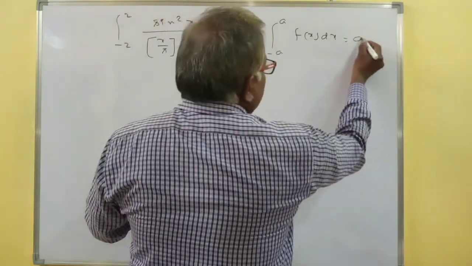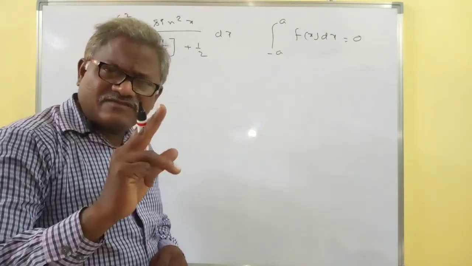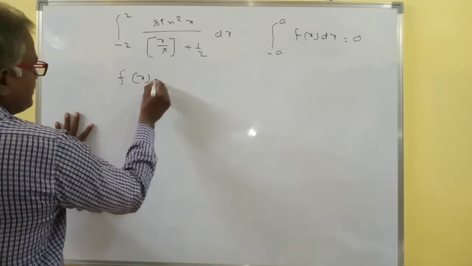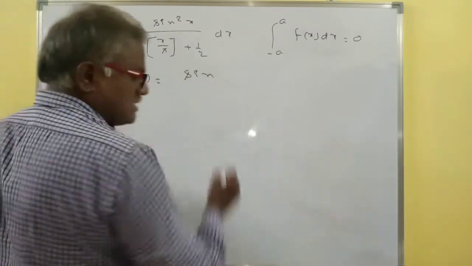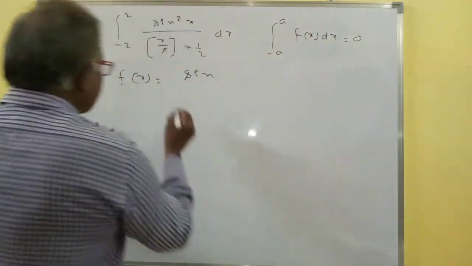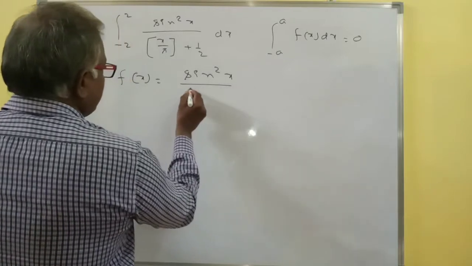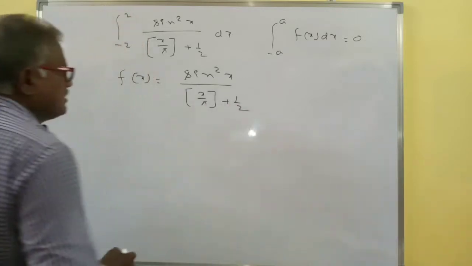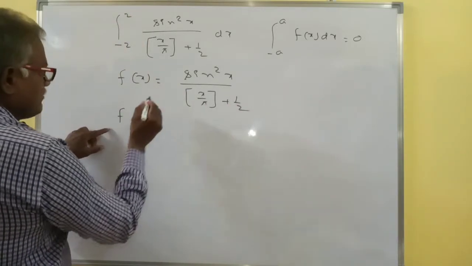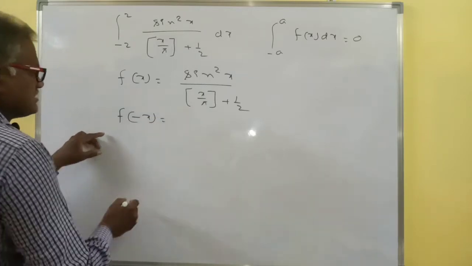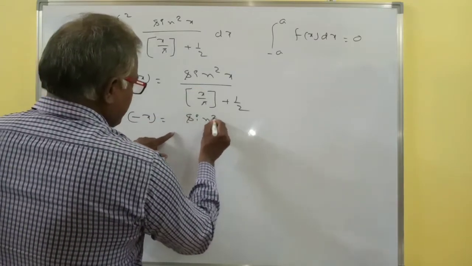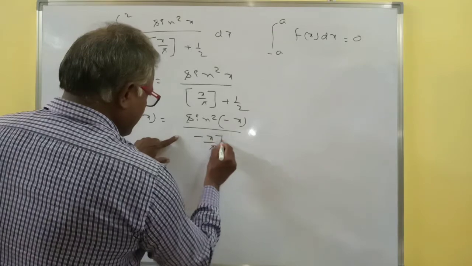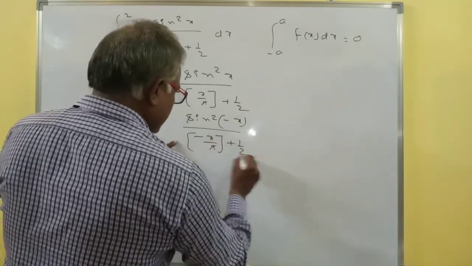If odd, simply the value is 0. That's why first of all you have to verify whether it is even or odd. This is nothing but f of x, where sin square x is divided by step of x by pi plus 1 by 2. To check even or odd, put minus x, f of minus x. So sin square of minus x, step of x by pi, plus 1 by 2.